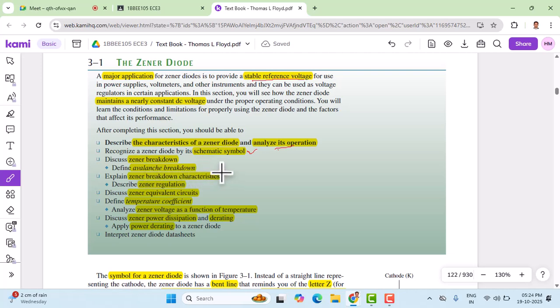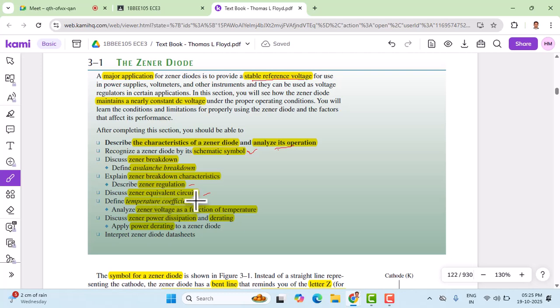And then we have the Zener breakdown characteristics. What are the levels of current which we need to look at for safer operation of Zener diode? We look into that through the characteristics. Then we have Zener regulation, followed by Zener equivalent circuits. Similar to the PN junction, which we represent with a power supply and a resistance, here also we have a Zener diode equivalent circuit which we represent with a power supply and a resistance. And we need to look at the Zener diode from a temperature point of view.